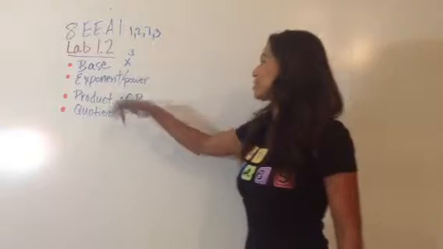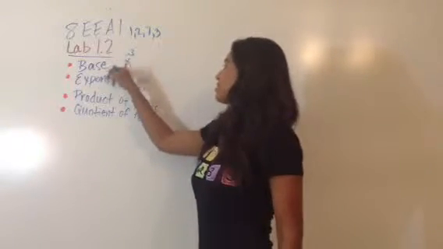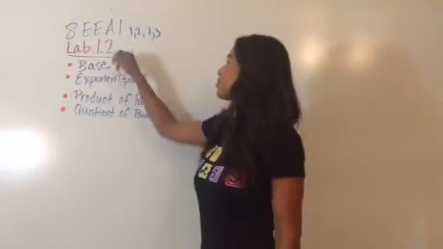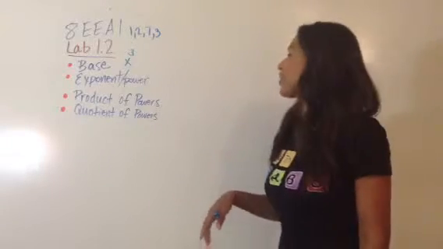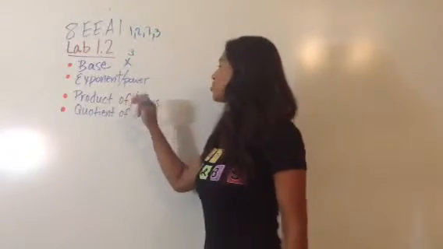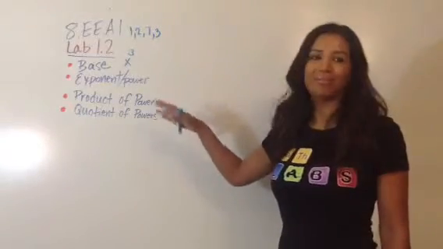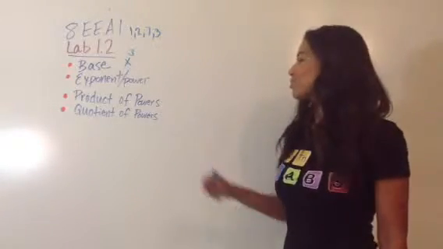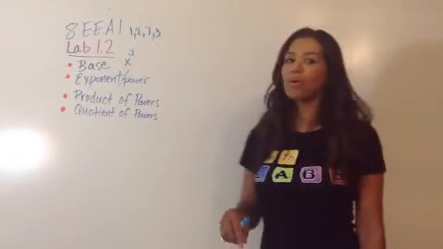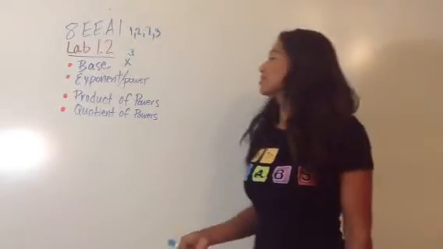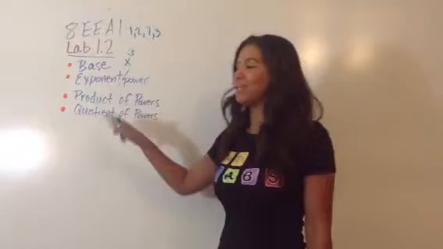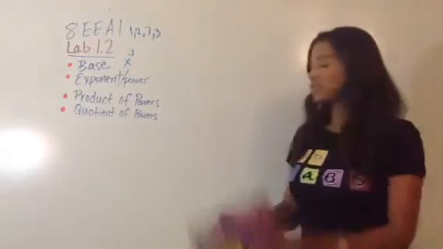Our vocabulary words are base. Here's the base here, x to the exponent power 3. But you already know that, so I'm not going to go over that. Product of powers is new, and quotient of powers. And you might see those differently. They might be expressed like a power multiplied by a power, not necessarily product, but we all know that that means a power times a power. All right, and so let's get right in.